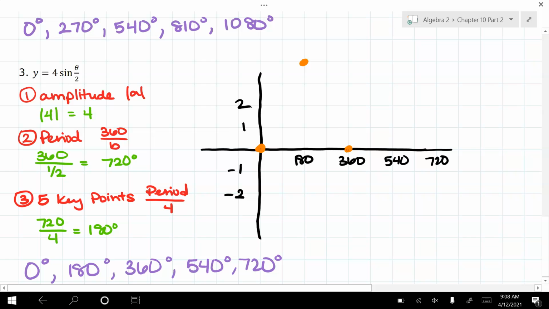At 540, we had to go down 4. Because that's all based off of my amplitude. That 4 is telling me how far up and how far down from the middle I go. And then back at 720 is where we come back to 0. So this graph should have been a lot taller than some of those other ones because it's being stretched more.